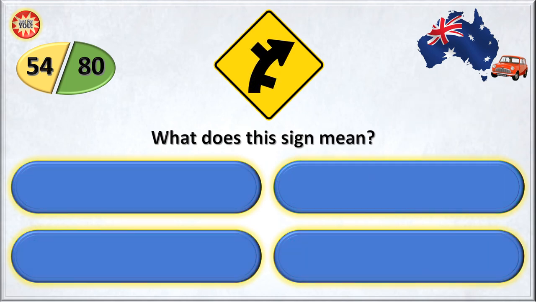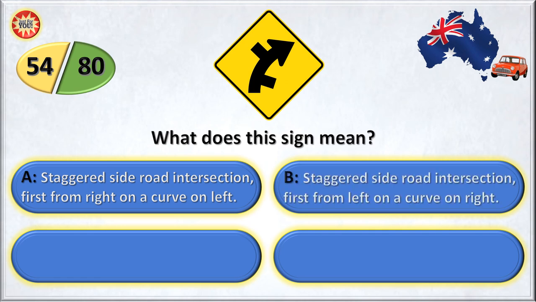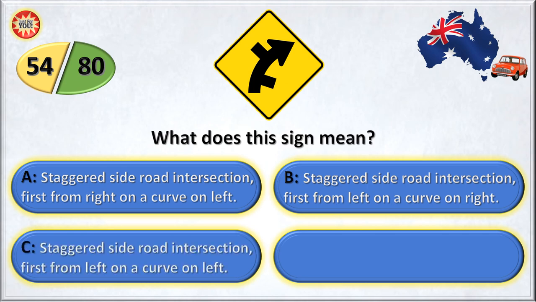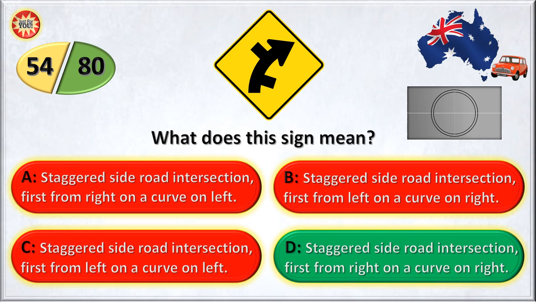What does this sign mean? Staggered side road intersection, first from right on a curve on left. Staggered side road intersection, first from left on a curve on right. Staggered side road intersection, first from left on a curve on left. Staggered side road intersection, first from right on a curve on right. Staggered side road intersection, first from right on a curve on right.